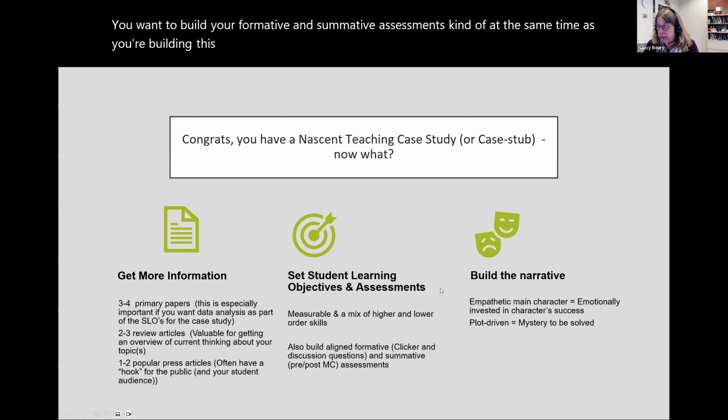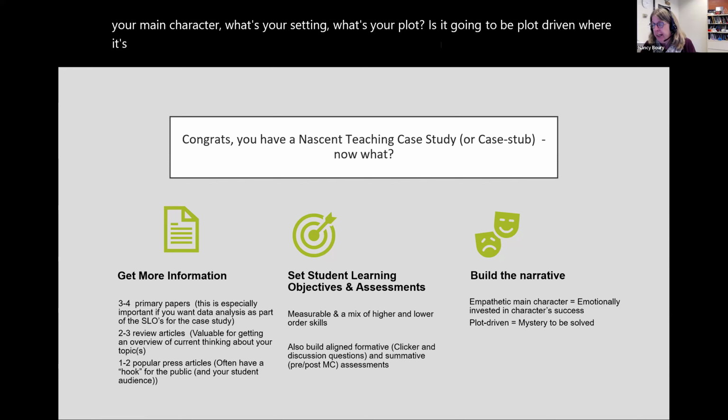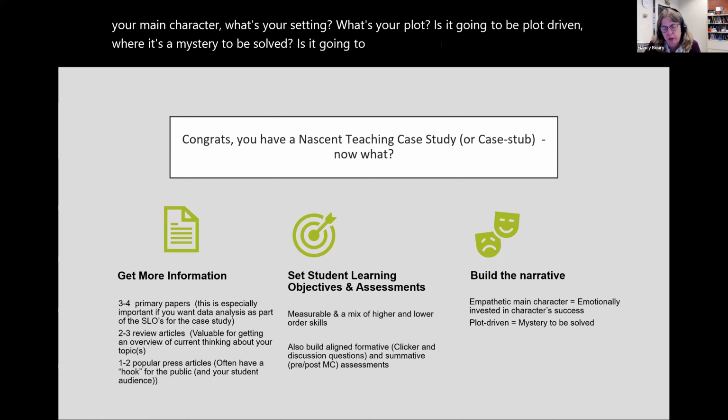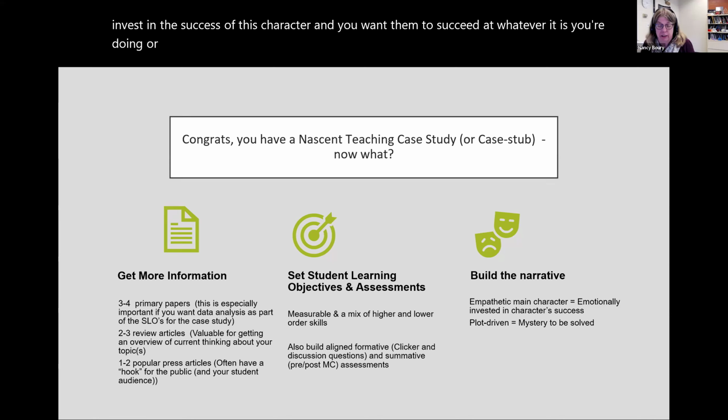And then build in the narrative: who's going to be your main character? What's your setting? What's your plot? Is it going to be plot driven, where it's a mystery to be solved? Is it going to be character driven, where you emotionally invest in the success of this character and you want them to succeed at whatever it is you're doing? Or is it a mix of both? Either one is fine.